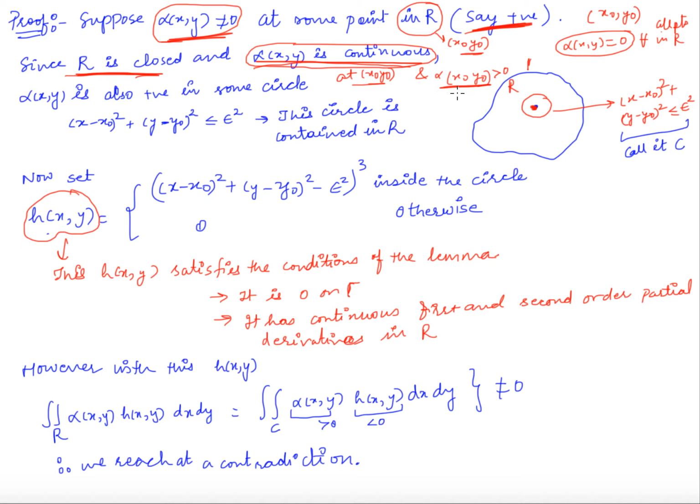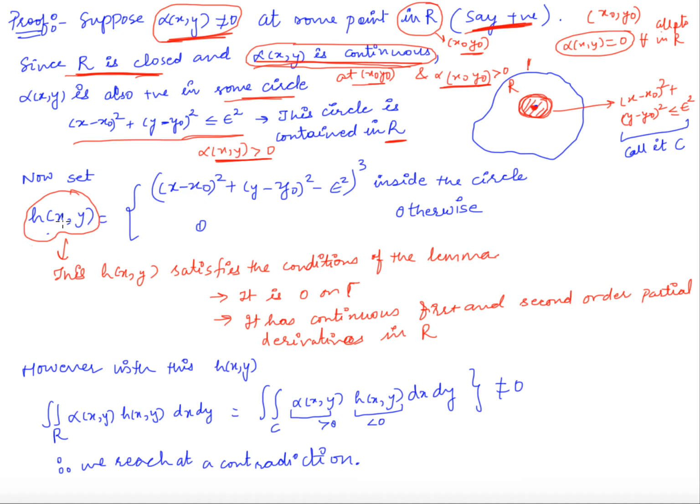So it means that there exists at least a neighborhood around this point x naught, y naught in which your function alpha(x,y) is positive. Okay, this is from the continuity of the function alpha(x,y). So it means that there is a circle. Let us call that circle like this. It means that you are choosing that radius epsilon. There is a circle which is completely contained in R in which your function alpha(x,y) is positive. Okay, is that thing clear? This thing comes from the continuity of the function alpha(x,y) and the closedness of this region R.